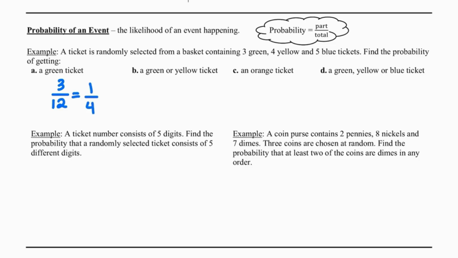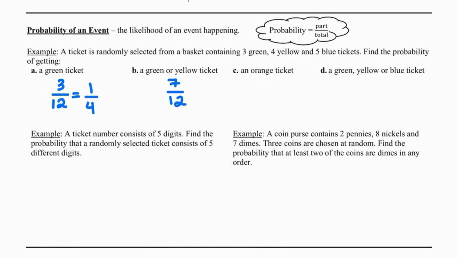So in theory, if you go into this basket 4 different times, 1 out of those times you should get a green marble. There are things called experimental probability, where people actually conduct experiments to get the numbers, but that's that. What about green or yellow? Well, there are 3 green, 4 yellow, so a total of 7 marbles that are either green or yellow out of the 12. And that's it.